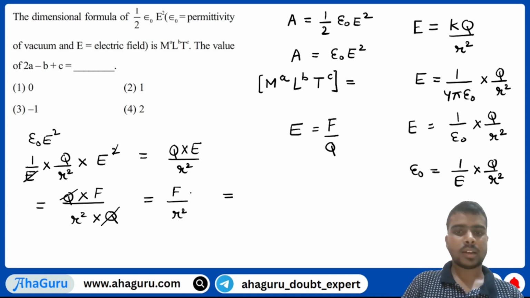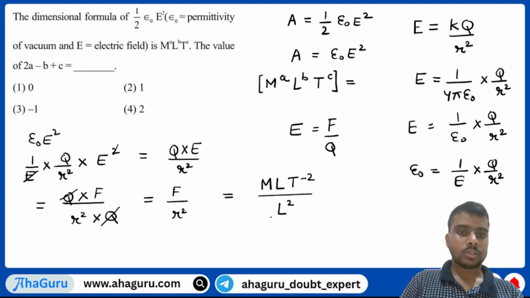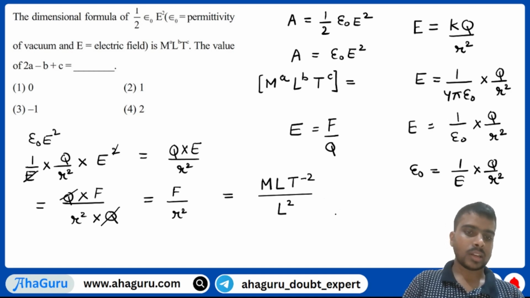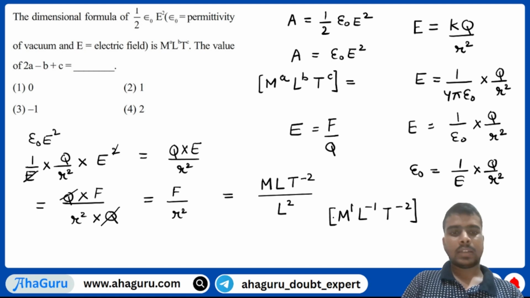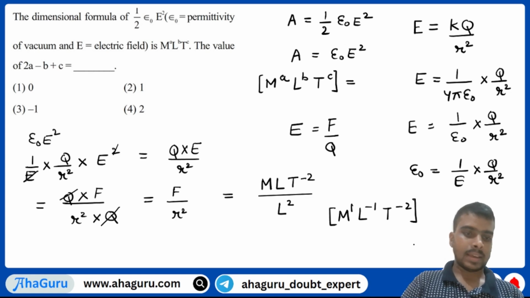So the dimensions on the RHS: F represents force. So the dimensions of force is M L T minus 2. And dimensions for R represent length. Dimensions of R is L, and square of R, that is L square. So focusing on that, the final dimensions we are getting as M raised to power 1, L raised to power minus 1, and T raised to power minus 2. Now, on comparing both sides, I am getting the value of a as 1, b as minus 1, and c as minus 2.